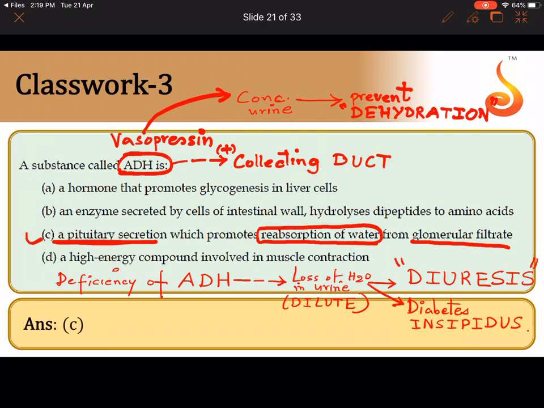So here the correct answer is the third option. It is a pituitary secretion which promotes reabsorption of water from the glomerular filtrate or the primary urine.